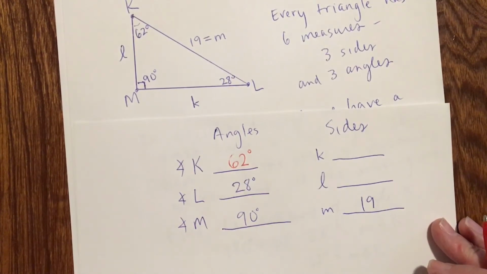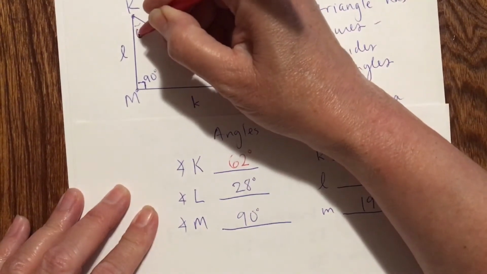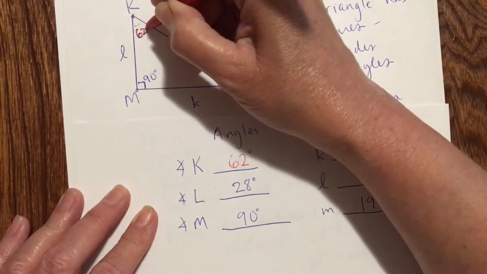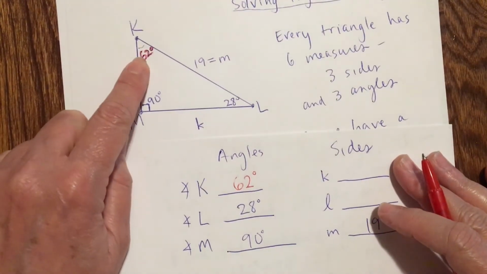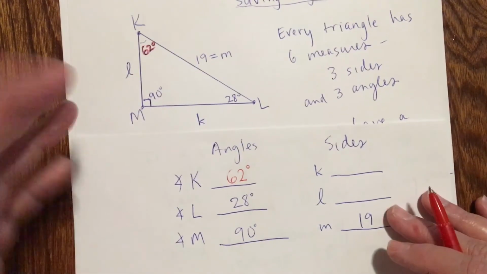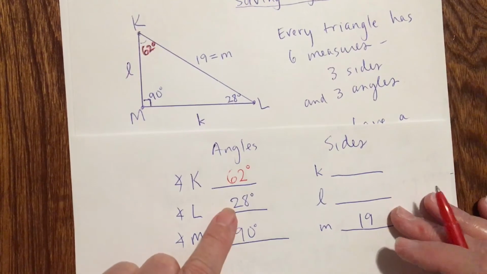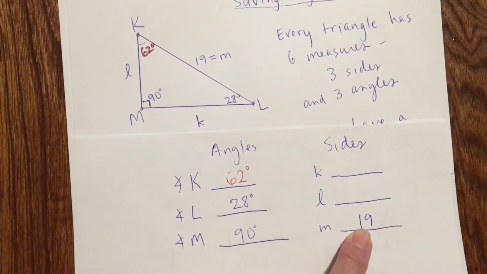Now, as I look at my picture, I'd like to go with the stuff that they gave to me. I'm going to go ahead and write my 62 on my picture in red because I figured that part out. But what I mean by they gave to me is the stuff that's in blue. So, to start the problem off.